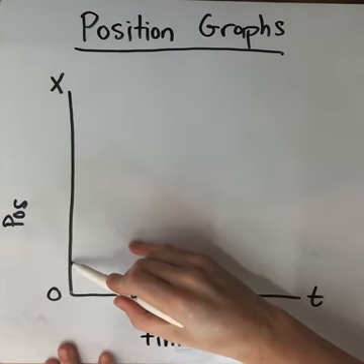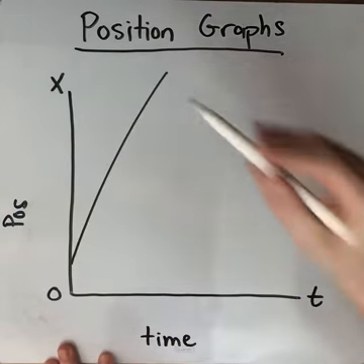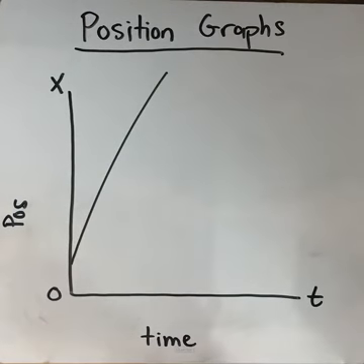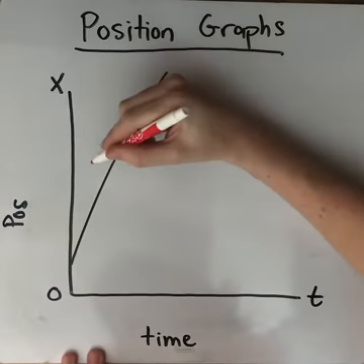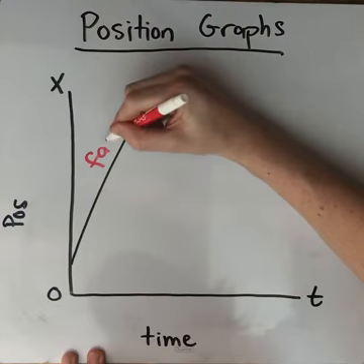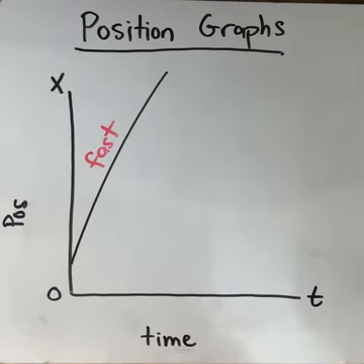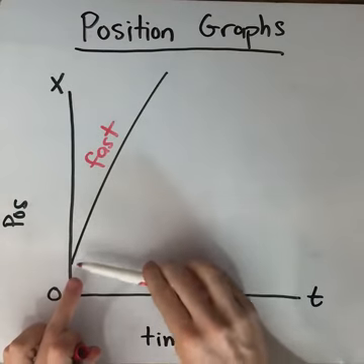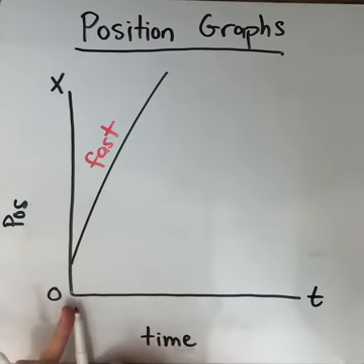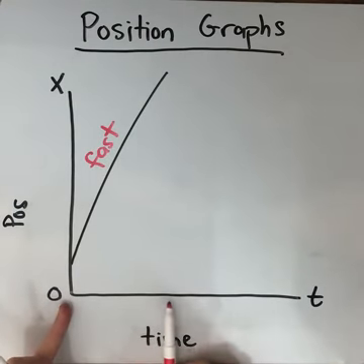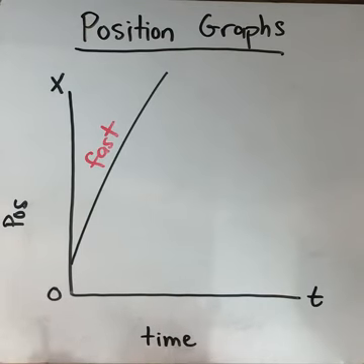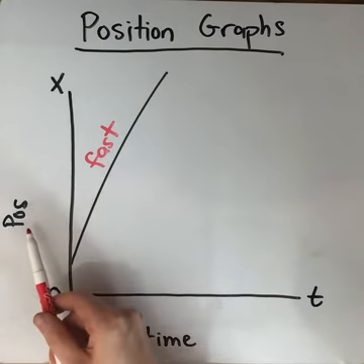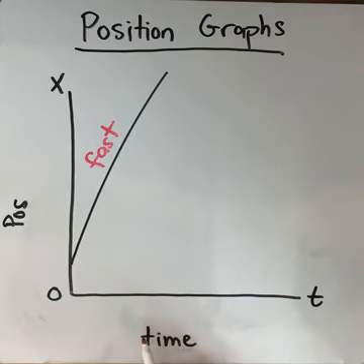First off, if you have a very steep graph, that means that the object was moving fast. Notice, the position is changing a lot, even though the time axis hasn't moved forward very far. So you're making a lot of position in very little time. That means you must be going fast.